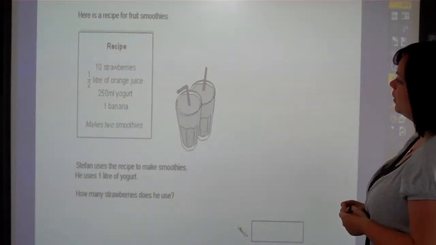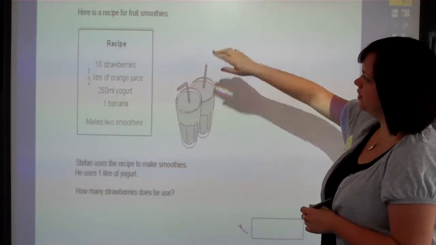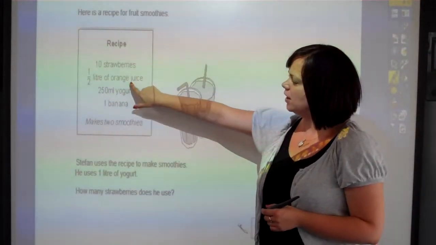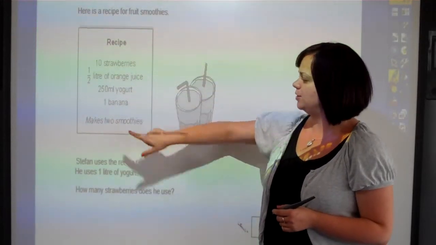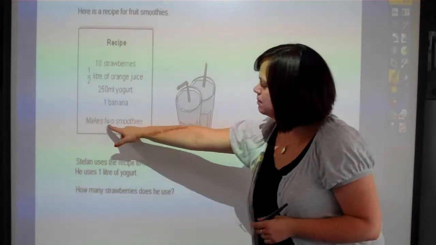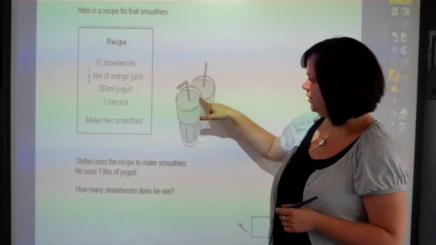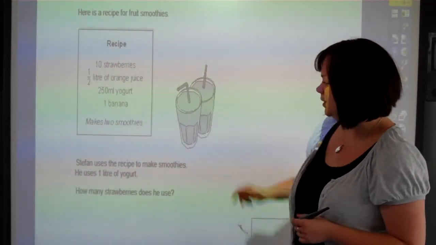Okay, this is a ratio question. It says here is a recipe for fruit smoothies. And here's the recipe: 10 strawberries, half a litre of orange juice, 250 millilitres of yoghurt and 1 banana. This is very important down here at the bottom. This makes 2 smoothies. Look, here is the picture to help you. 2 smoothies, doesn't make 1, it makes 2.